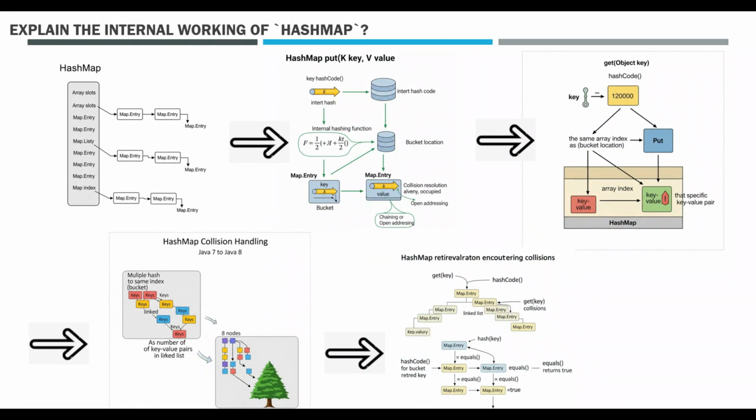Now this is also one of the important questions: why are immutable objects preferred as keys in the hash map? So why it is preferred to store them as keys, that's the reason for it.